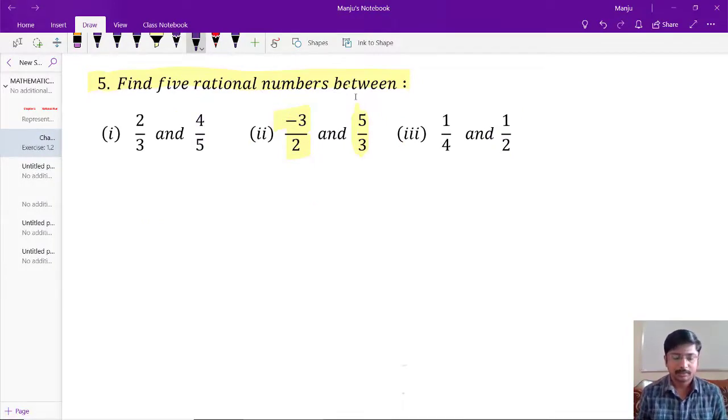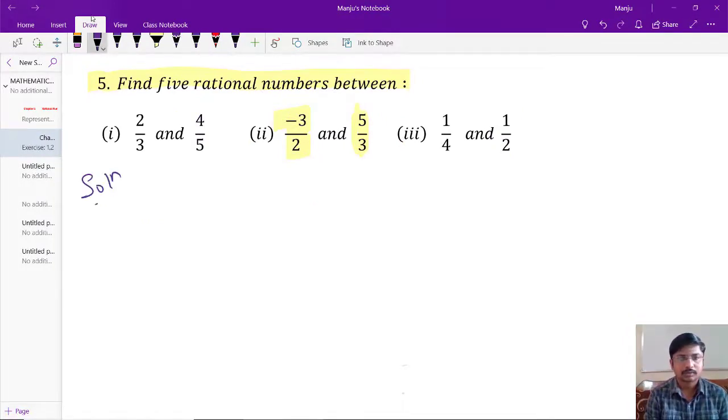Now we will solve the second one. Solution.